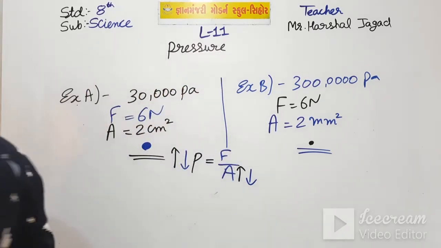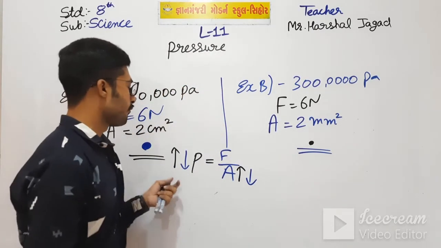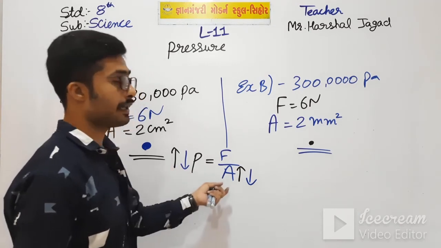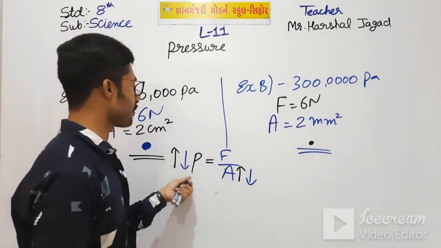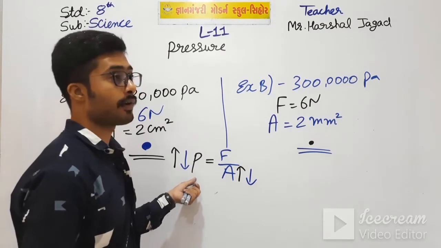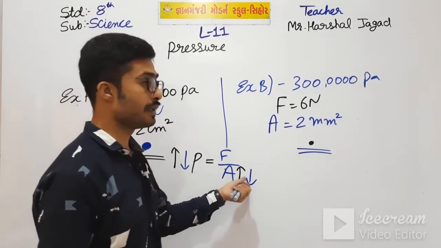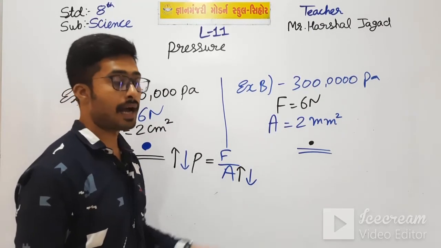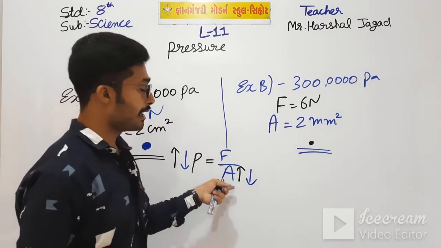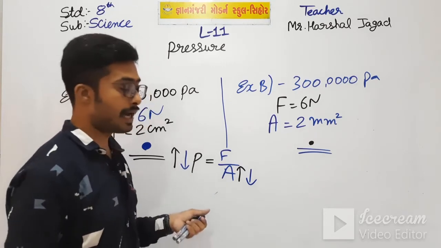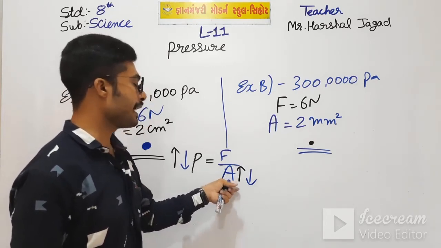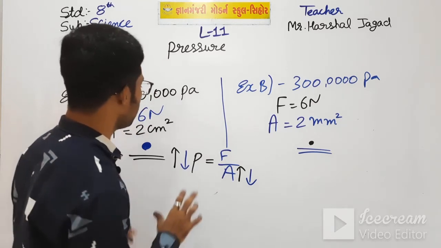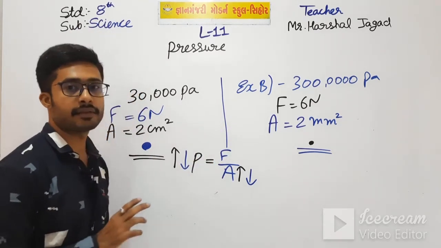In this we can see that if we want higher pressure, the area has to be low, and if we want lower pressure, the area has to be high. As the area is small, the pressure value will be high, and as the area is big, the pressure value will be low. So this is the whole thing we have seen.